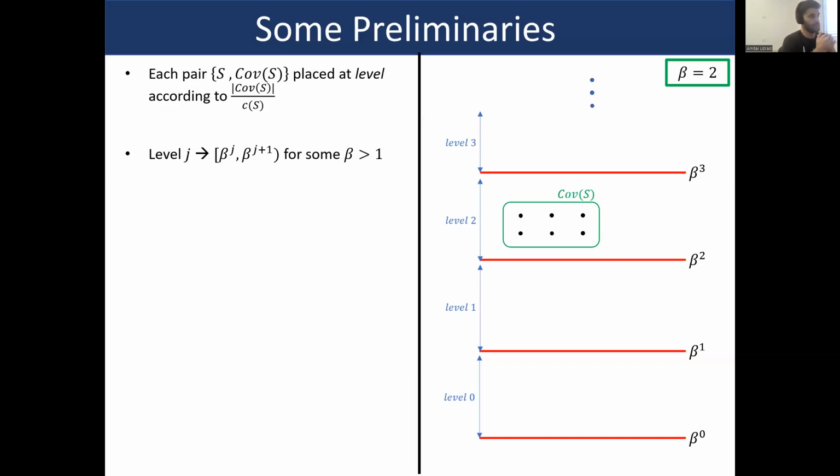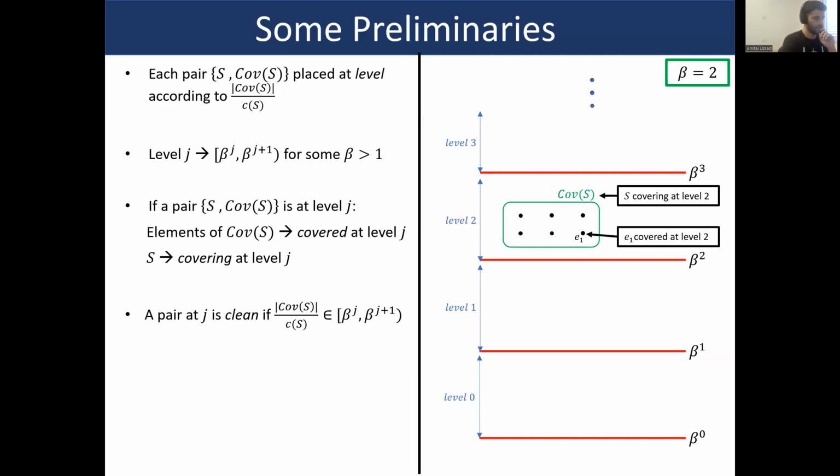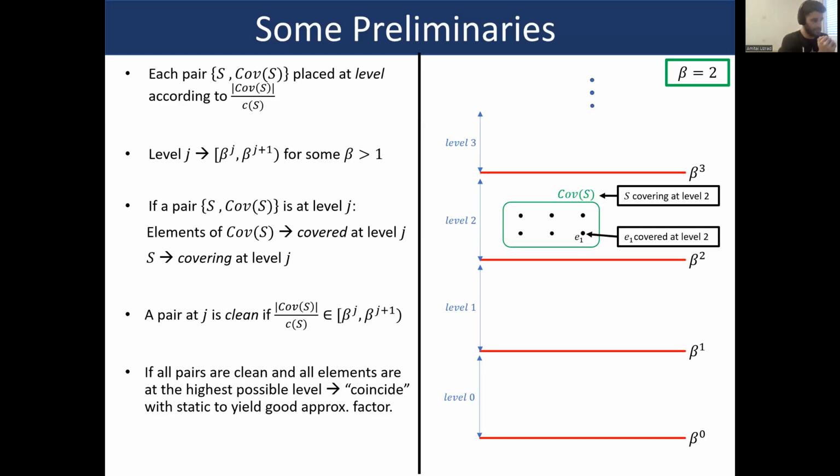We want to place each pair at a level according to the size of cov S over C S, and each level j is defined by the range beta to the power j to beta to the power j plus 1, for some beta larger than 1. If S is at level j, then all the elements in cov S are covered at the same level, and we say that they are covered at level j, and that S is covering at level j. A pair is clean if the ratio is in the range, meaning it's at an appropriate level. And if all pairs are clean and all elements are at the highest possible level, then we coincide in a sense with the static algorithm to yield a good approximation factor.